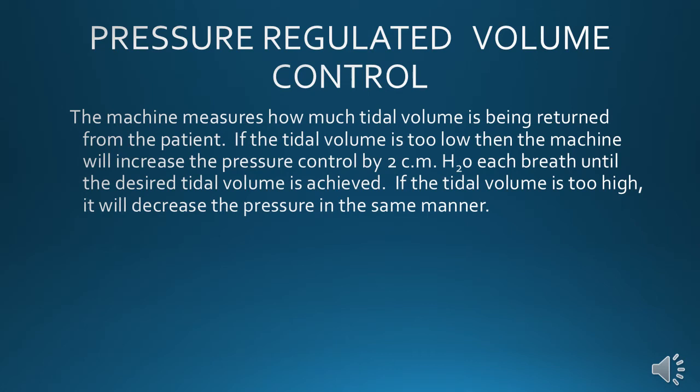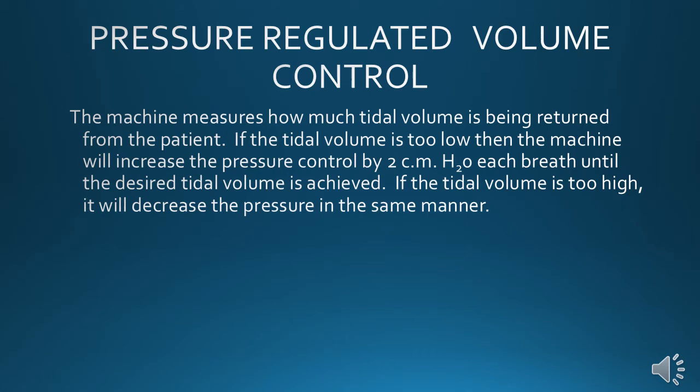So it's slowly going to increase or decrease the pressure control by 2 centimeters of pressure every single breath. So if the tidal volume is too small, it's going to slowly increase the pressure by 2 centimeters of pressure every breath until it gets that set tidal volume. Or if it gets to 5 centimeters below the peak pressure alarm. So if your peak pressure alarm is set too low, then you may never achieve the set tidal volume you want, okay? Also, if the tidal volumes become too large, it'll slowly decrease that pressure.